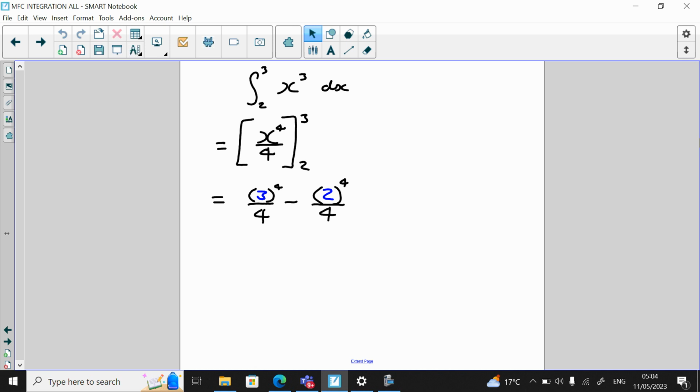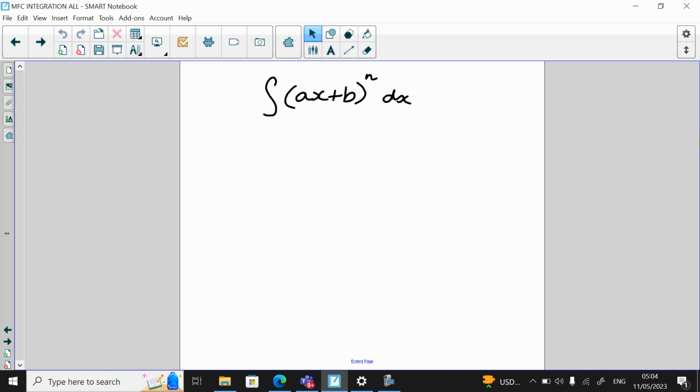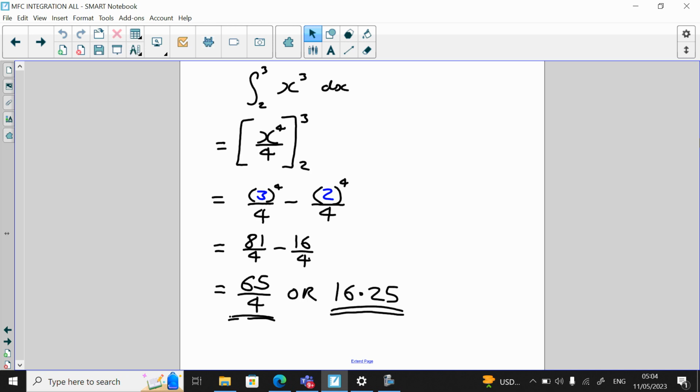So here, 3 to the 4 over 4 minus 2 to the 4 over 4 is 81 over 4 take away 16 over 4, with the common denominator. That's fine. So 65 over 4, or if you want to decimalise that, 16.25. The context here was area, so I could have put in units squared, but I haven't done so. Don't worry about it. Okay.